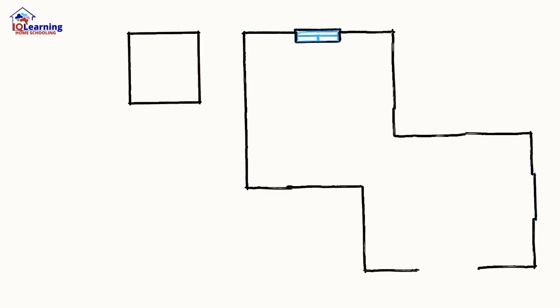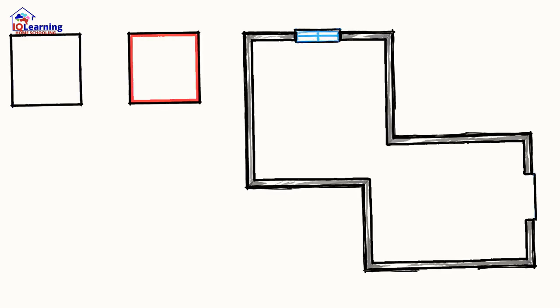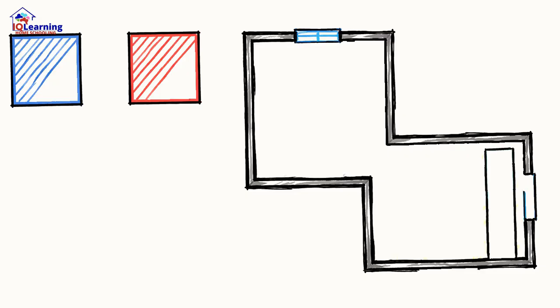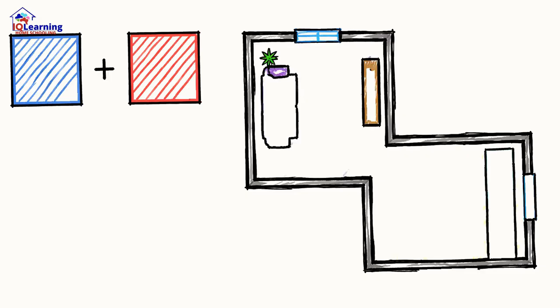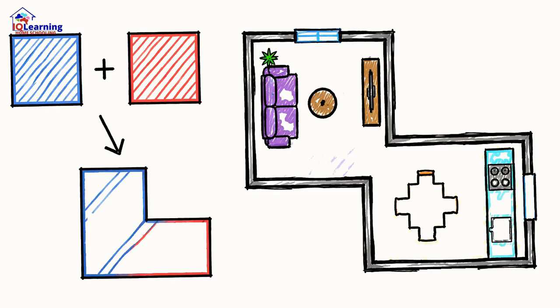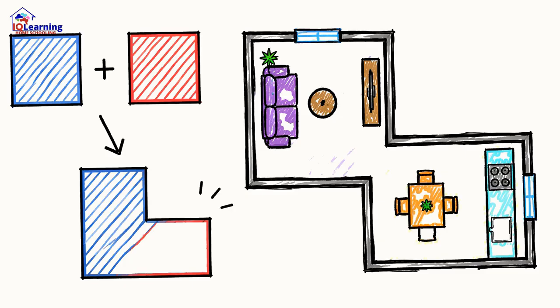Look around you. Your room probably isn't a perfect box. Maybe it has an L shape or a little nook. The real world is full of composite shapes, complex figures built by joining simpler ones. Mastering them is a key skill, whether you're designing a floor plan or a machine part.